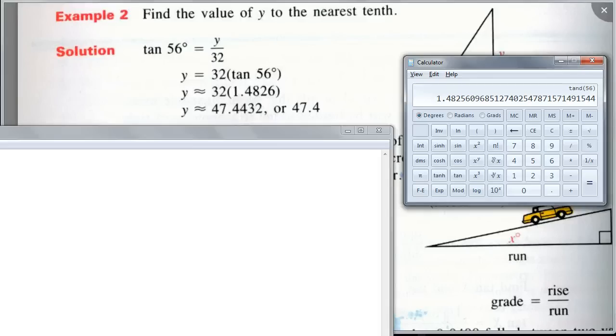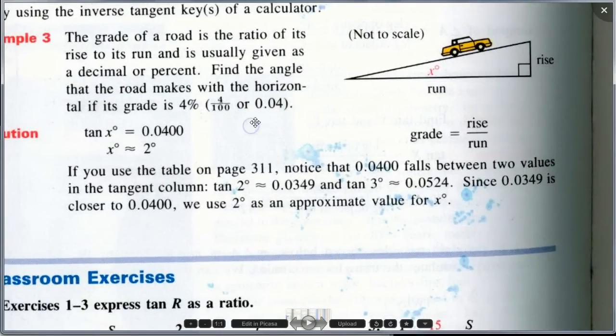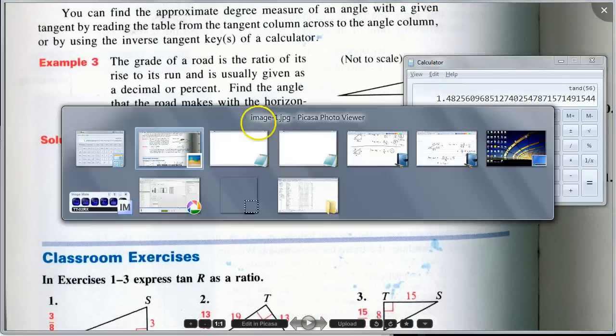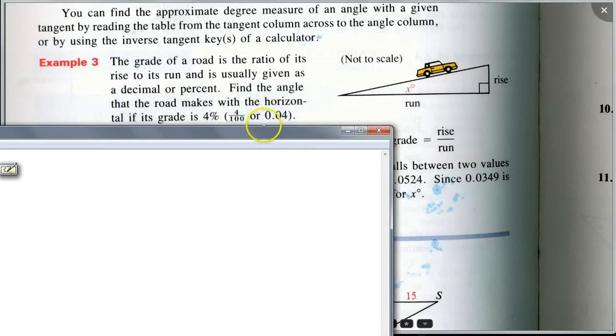All right, does this make sense, guys? You want to use the values from the table. The ones in the calculator are a lot more accurate, but don't use them, because the answers in your book won't match. All right, so let's do one more question. Take a look at example 3. Actually, we're going to do a couple more, but let's look at our second one.